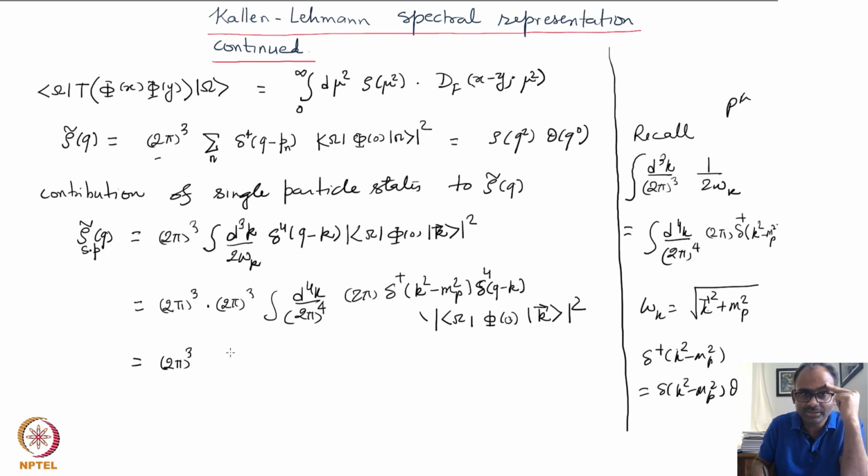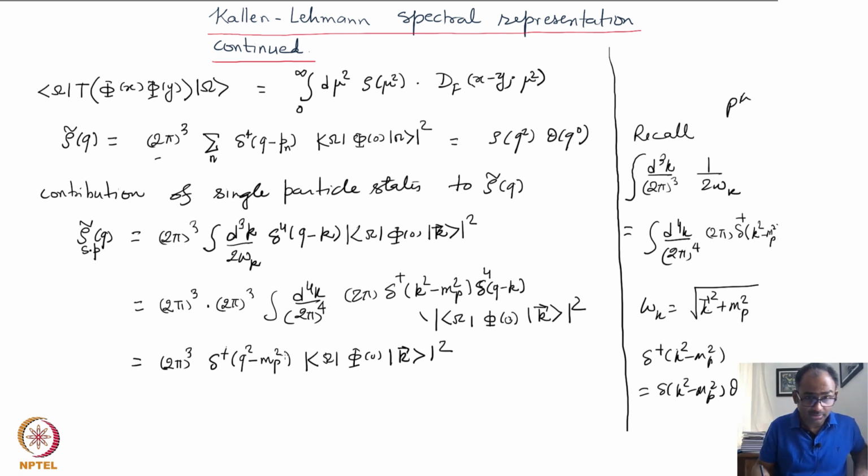So here in this delta plus, which is the same, let me write delta plus, it becomes q square minus mp square times omega phi 0 k mod square. Okay, and remember delta plus has a theta q0 in it.